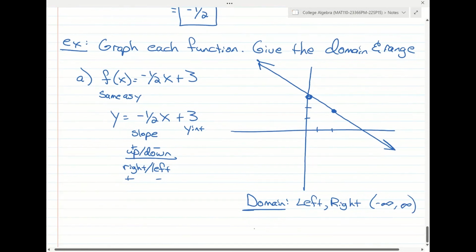When we're talking about the range, it tells you how far down you go, and how far up you go. It looks like it goes down forever, and then up forever. Typically that's where the infinity is.